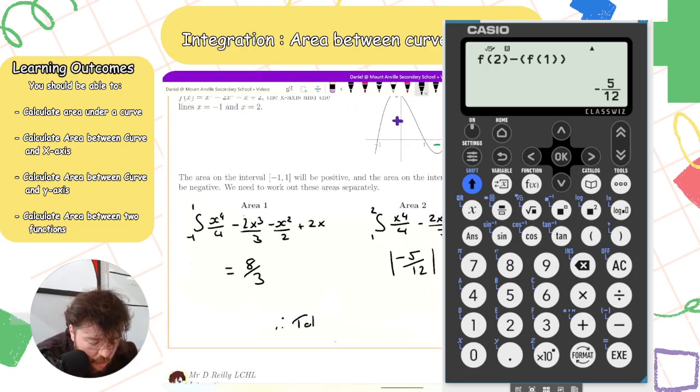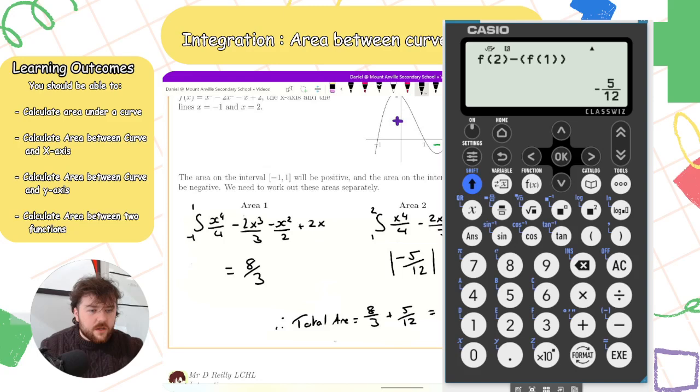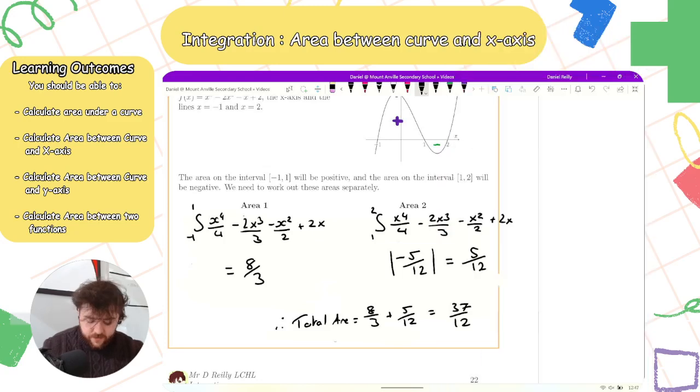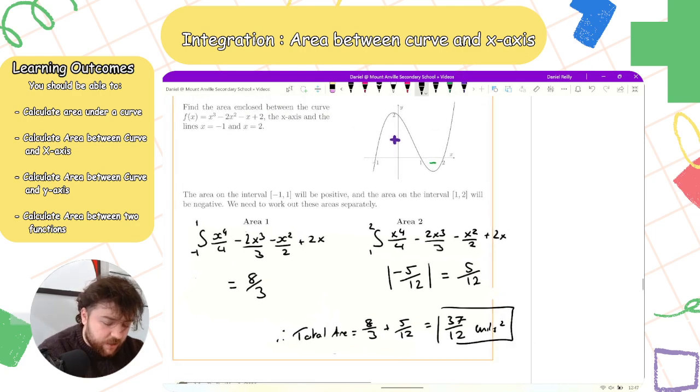Therefore, the total area will be 8 over 3 plus 5 over 12, which will be equal to 32 plus 5 over 12, which is 37 over 12 units squared. That'll be my final answer. That is the area between the curve and the x-axis there.